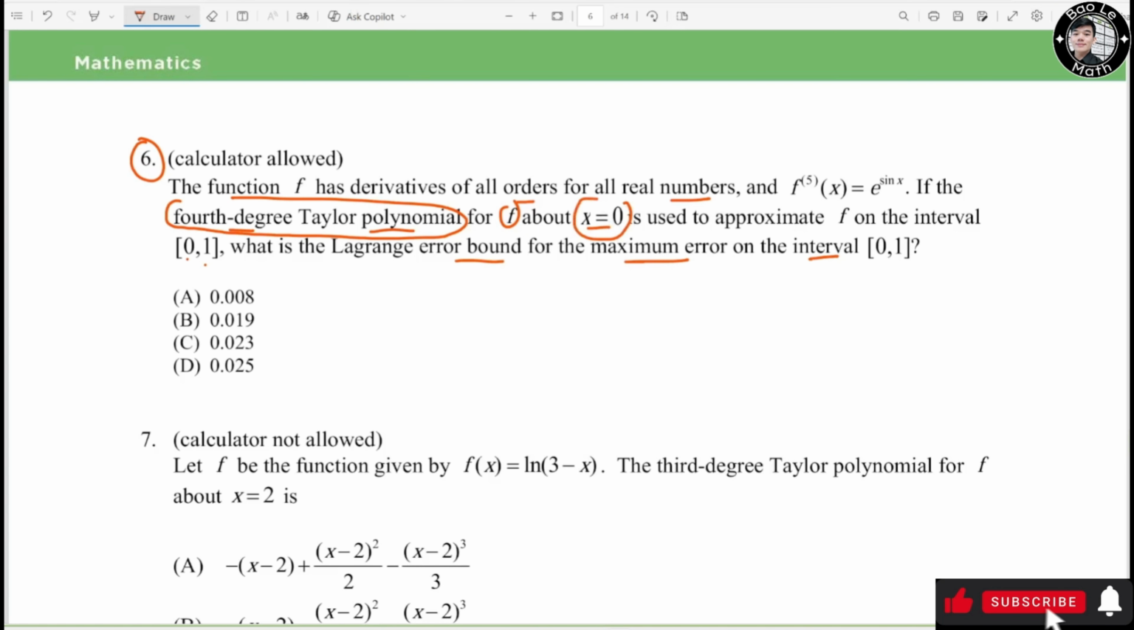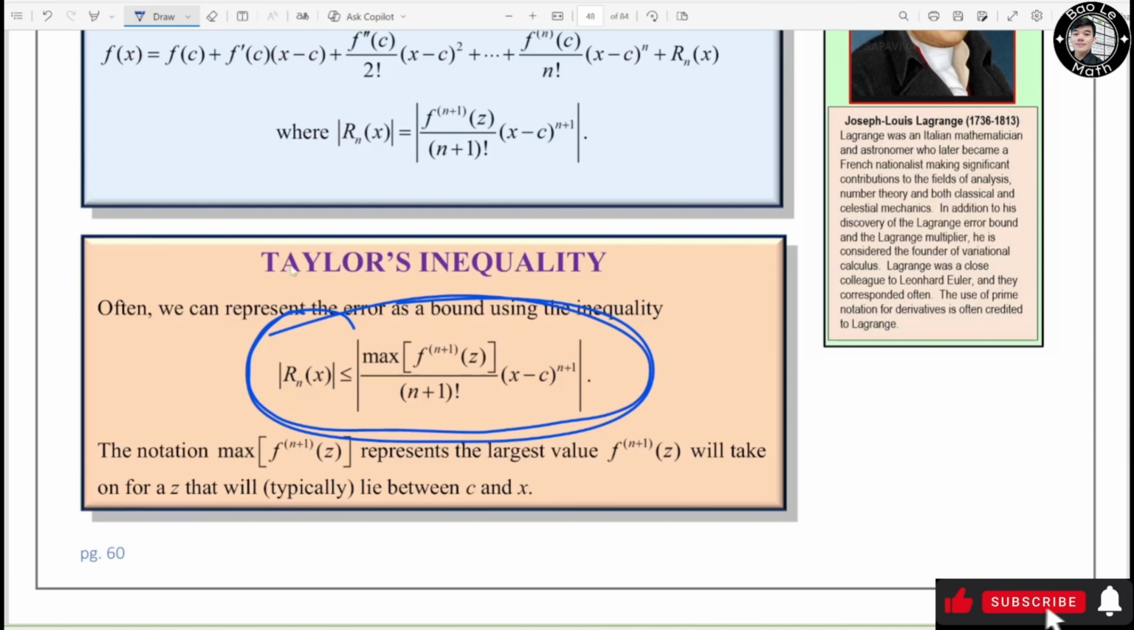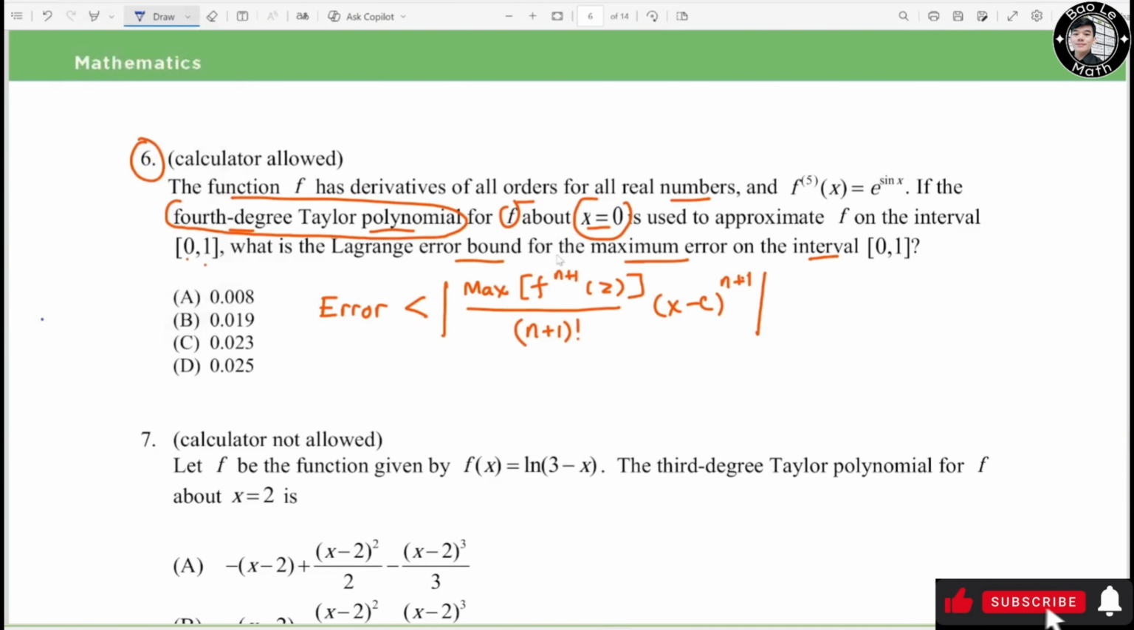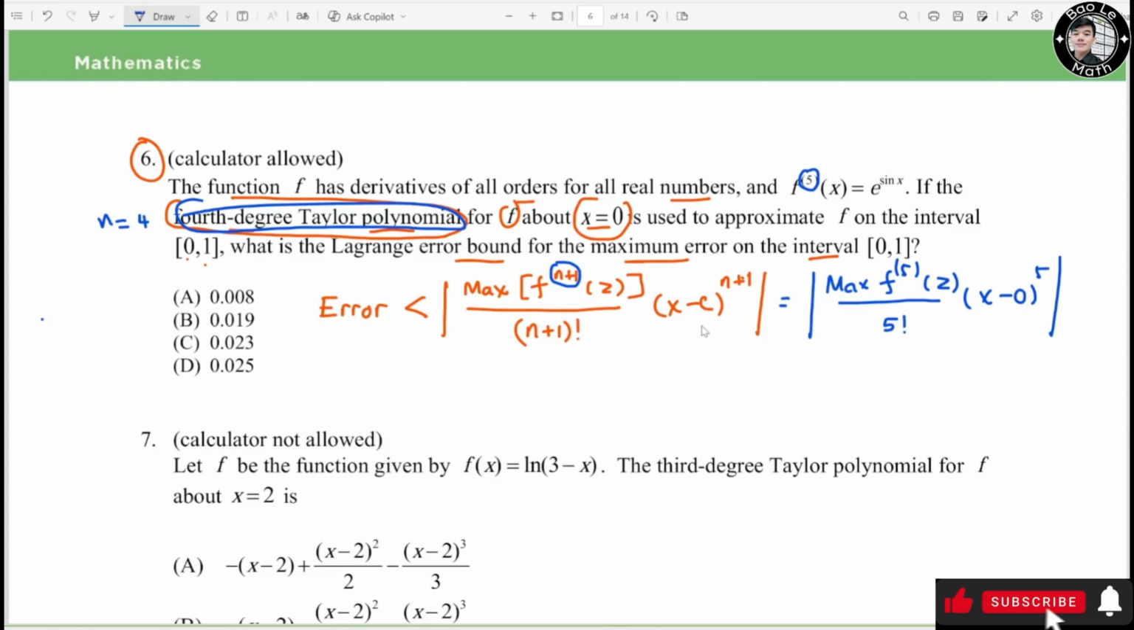And then n plus 1 right here must be 5. So I'm going to copy this formula over there. Now note that n plus 1 right here is actually 5, and n equals 4, the 4th-degree Taylor polynomial. So I'm going to substitute. Now remember c equals 0, center at 0.